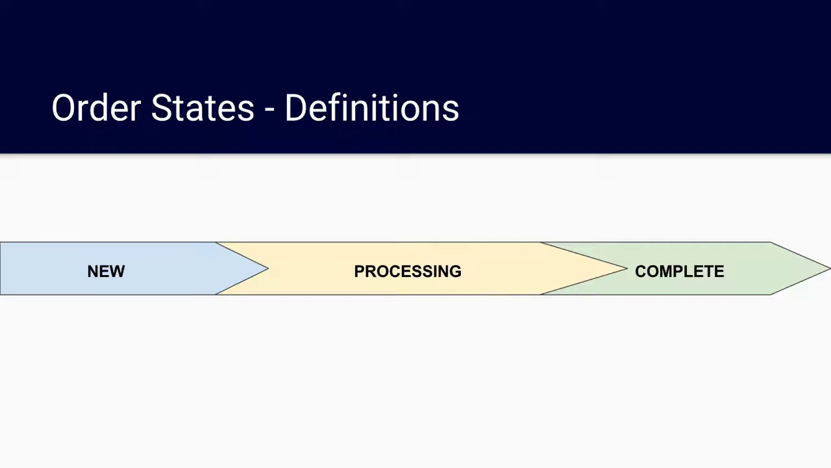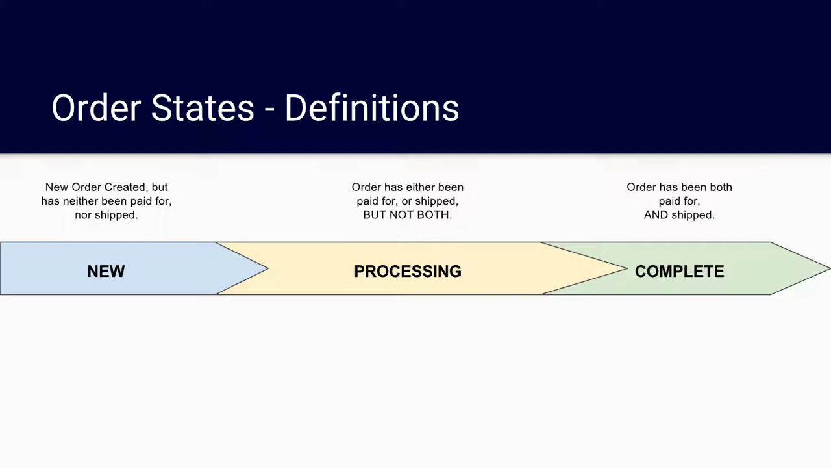So an order state has three main steps: new, processing, and complete. A new order is initially placed into the new state, but this means that the order has not been paid for, nor has it been shipped. Then there's the processing state, which comes after this. The order is placed here after the order has either been paid for or has been shipped, but not both. And then there's the complete order state. This means that the order has been both paid for and shipped, and it is complete.